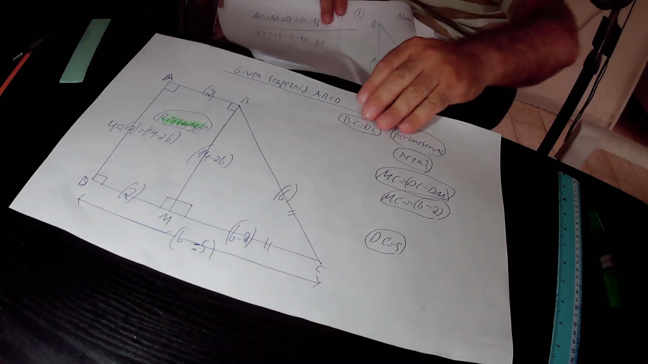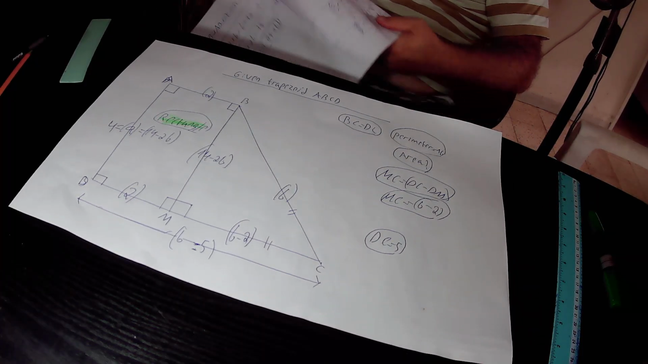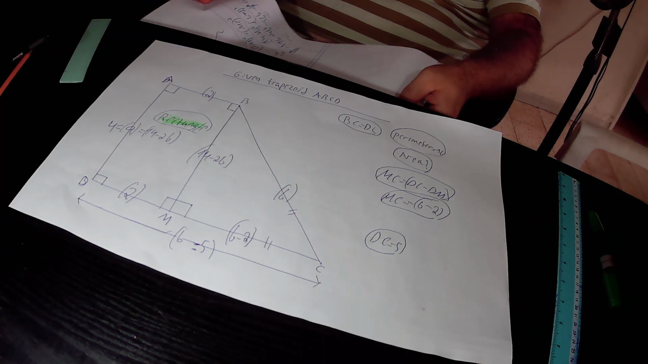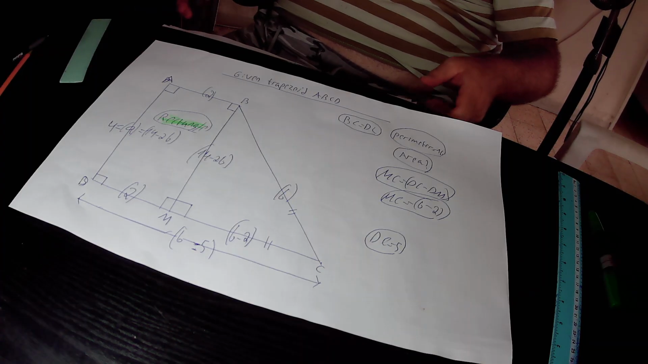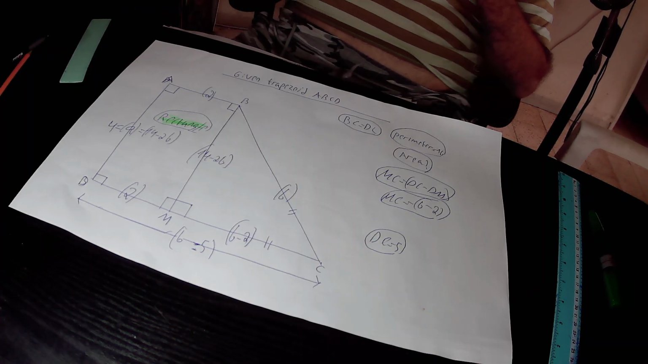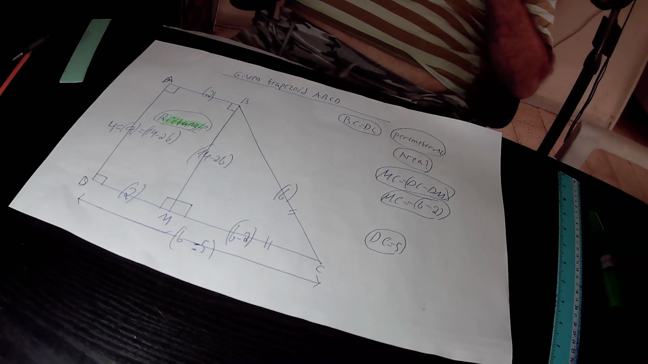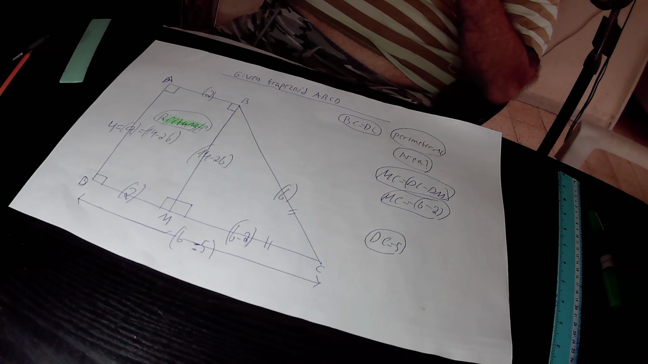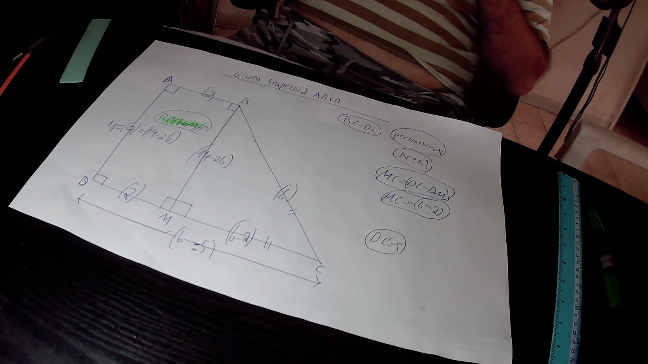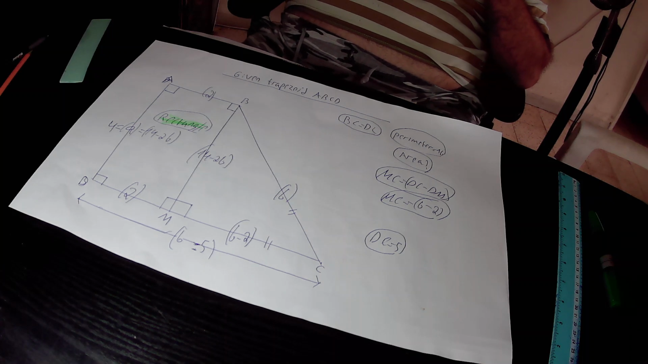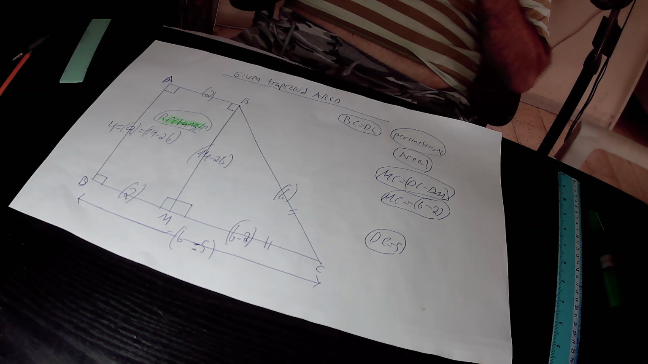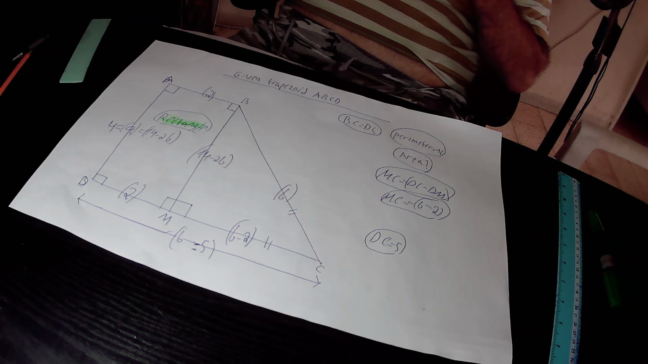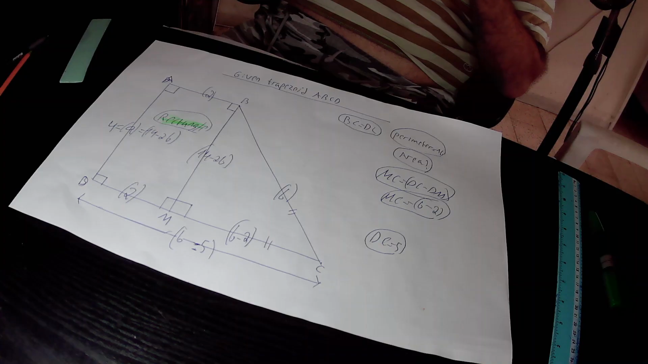In the drawing, we have trapezoid ABCD. We know that the perimeter of this trapezoid ABCD is equal to 16. So what is the perimeter of a trapezoid? The perimeter of a trapezoid is the sum of the lengths of all the sides of the trapezoid.